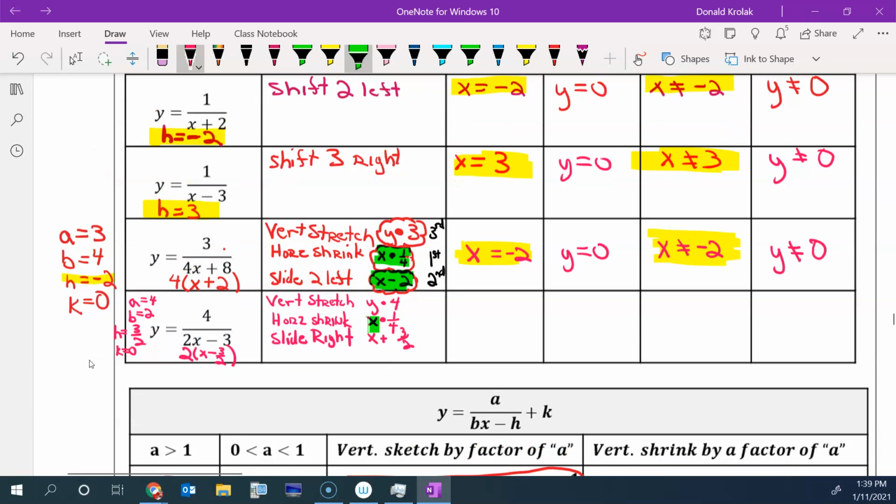Let's see. These two work on the same coordinates. So I could do the vertical stretch at the beginning or at the end, as long as I keep these two in the correct order. I do the multiplying before I do the adding when it talks about these two transformations.